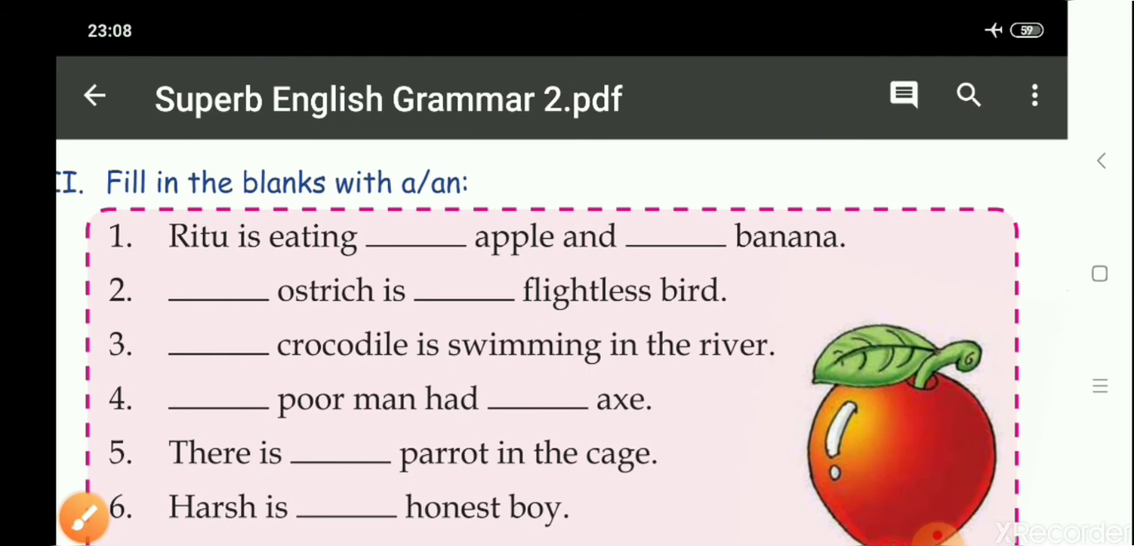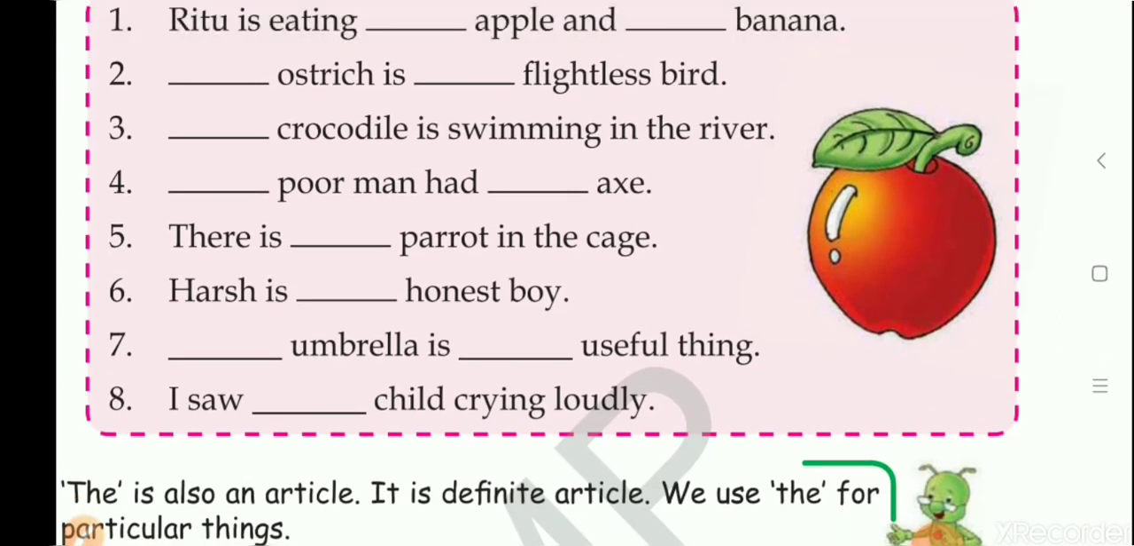Ritu is eating an apple and a banana. Number 2, an ostrich is a flightless bird. Number 3, a crocodile is swimming in the river. Number 4, a poor man had an axe. Number 5, there is a parrot in the cage. Harsh is an honest boy. Number 7, an umbrella is a useful thing. Number 8, I saw a child crying loudly.